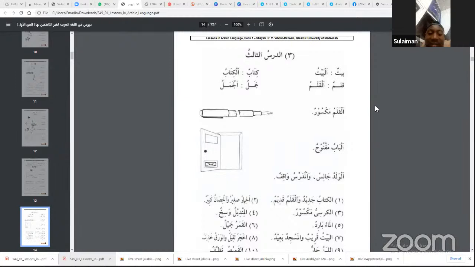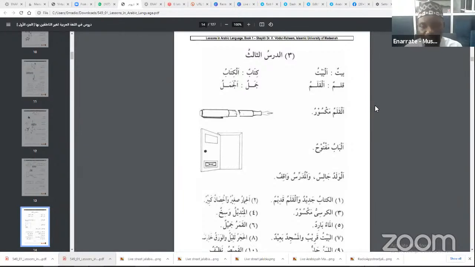Like I mentioned, you have the definite words and you have the indefinite words. On the screen now, we have baytun, al-bayt. Baytun means a house. The fact that the word is indefinite is made known by the tanween on the ta. The tanween is dammatan, the two dammas you have on the ta. So baytun, qalamun, kitabun, jamalun. You can see the tanween signifies the indefinite form.